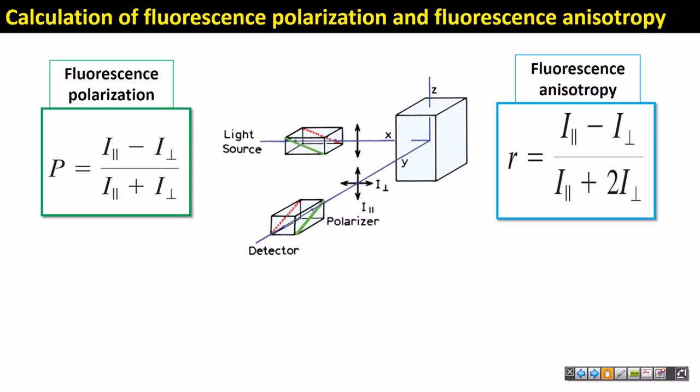Similar to the polarization, there is another term called the anisotropy. Both use similar raw data. However, there is a slight difference in their definition. For polarization, the total intensity is the sum of the parallel and perpendicular light, whereas for anisotropy they consider one more factor, and that's why the total intensity changes by definition. So it's parallel plus 2 times the perpendicular.